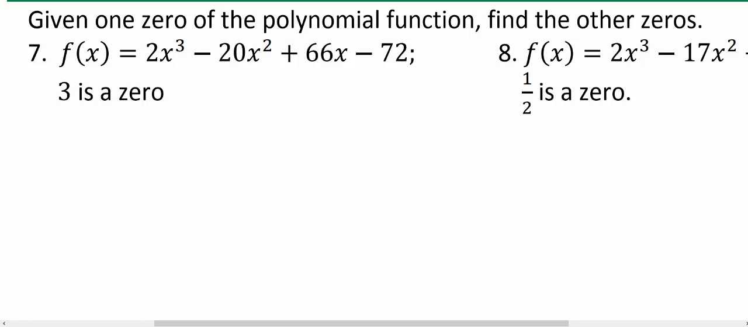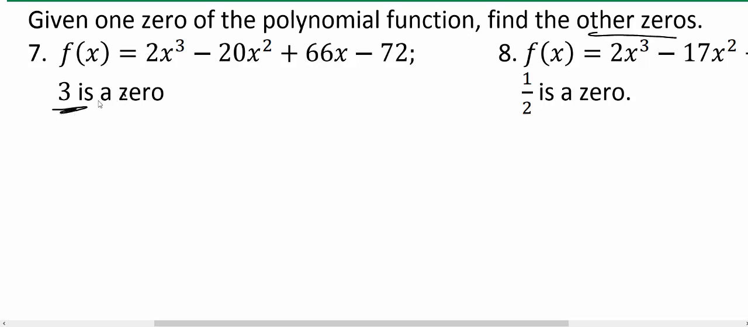We got to understand what this means. We're going to now literally throw everything together. Okay, we're going to throw it all together, and hopefully it sticks. It says, here's a polynomial function. I want to find the other zeros if it gives me one of them.